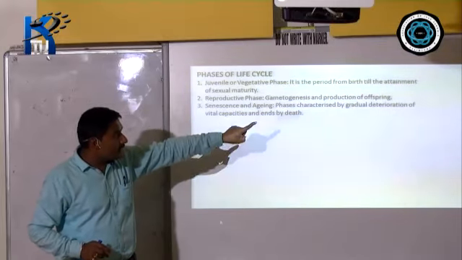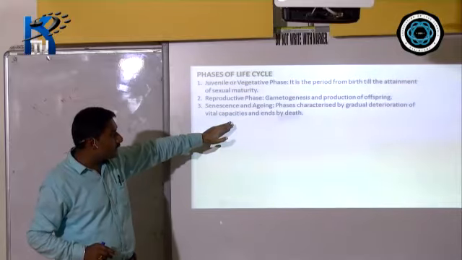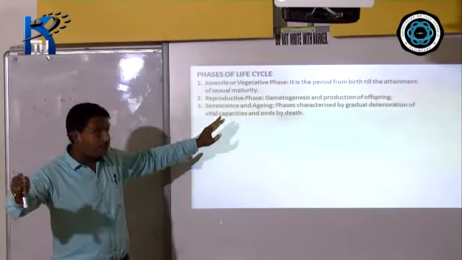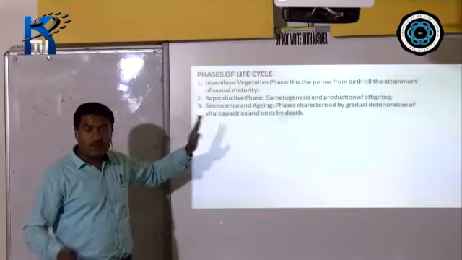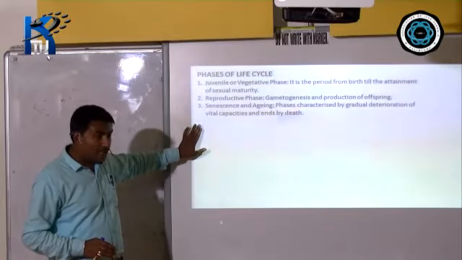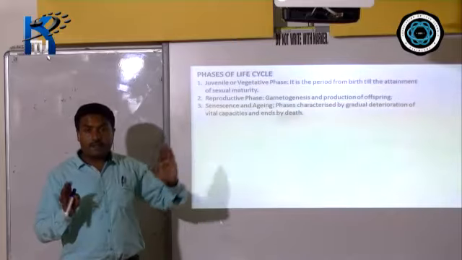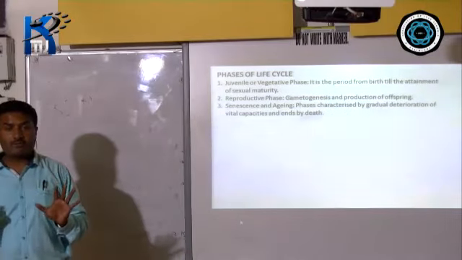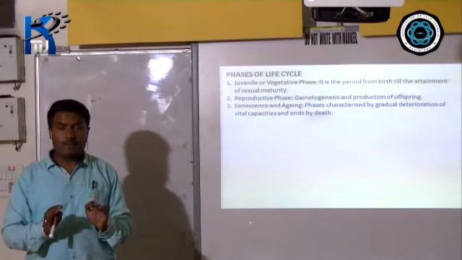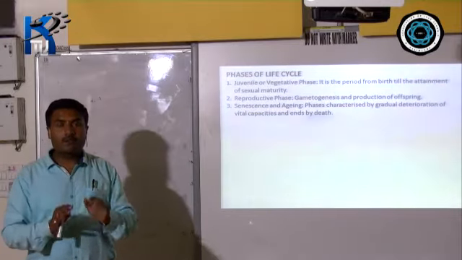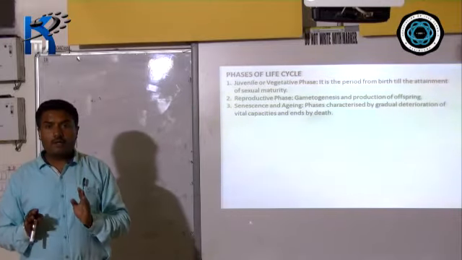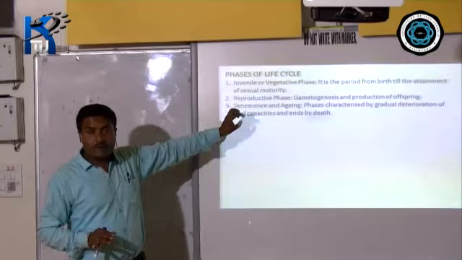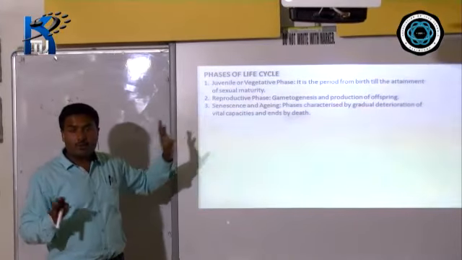This phase is characterized by gradual deterioration of vital capacity and ends stepping towards death; you call it aging. And finally, the last part, number 4, which I have missed out, here you can write death. Death means complete stoppage. That means when the total vital capacity of the living organism totally stops, all the biochemical events totally stop, then it leads to death of a living organism. So in this way, into 4 phases, the life cycle of a sexually reproducing organism has been categorized.